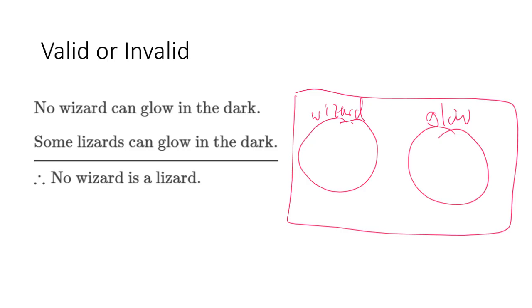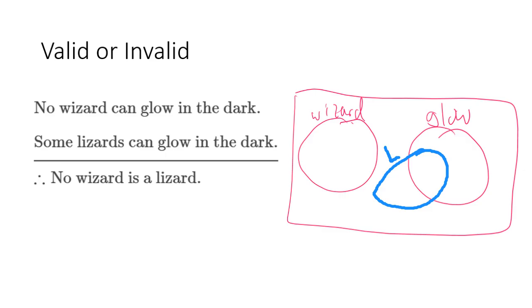And so some lizards can glow in the dark. So I can draw my lizard circle here. And that tells me that some lizards can glow in the dark. Okay. And if I look at the conclusion, it says no wizard is a lizard. So by looking at this picture, no wizard is a lizard. So therefore, it must be valid.